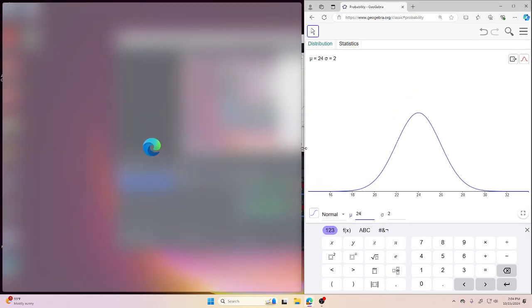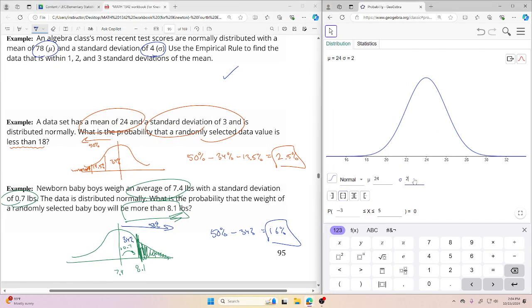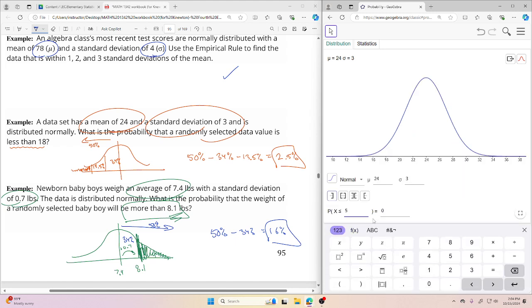I think we can get better than that. Yay! Now I can see everything. And the standard deviation was a 3. See, I'm just changing my numbers there. And they say less than 18. You can change all of them right here. And so you're basically just saying less than 18 right there. Now, it sure looks the same, doesn't it?